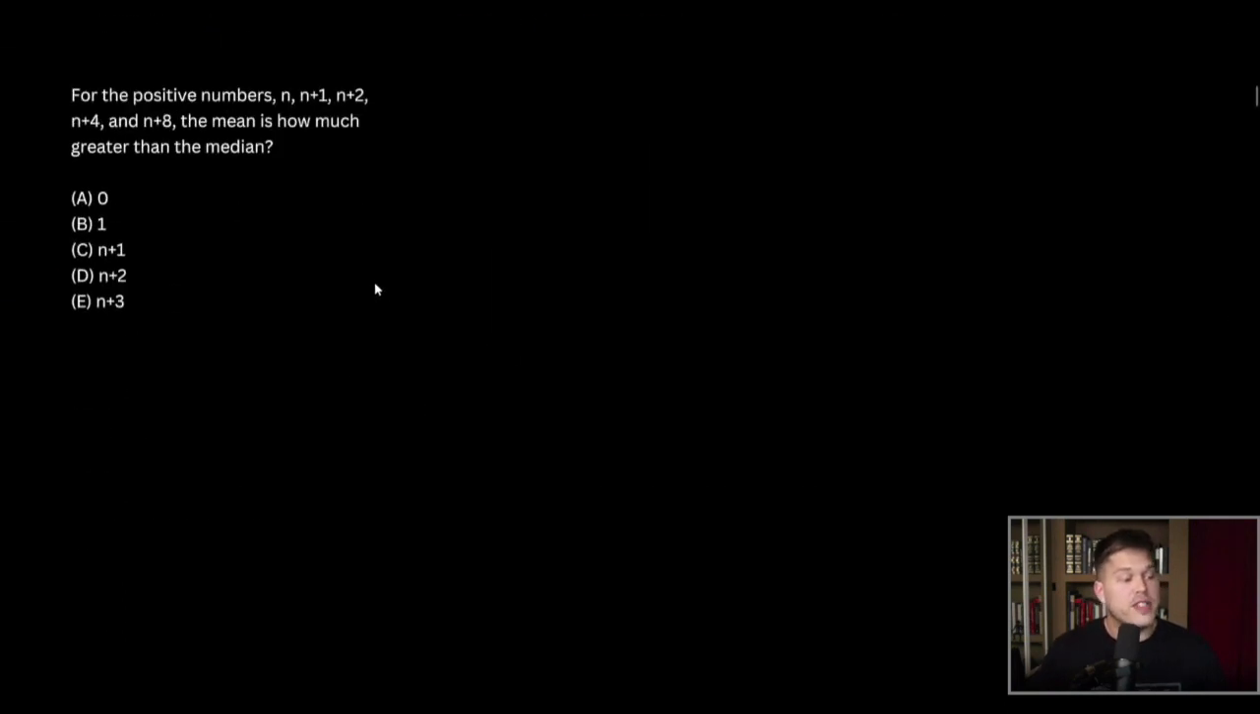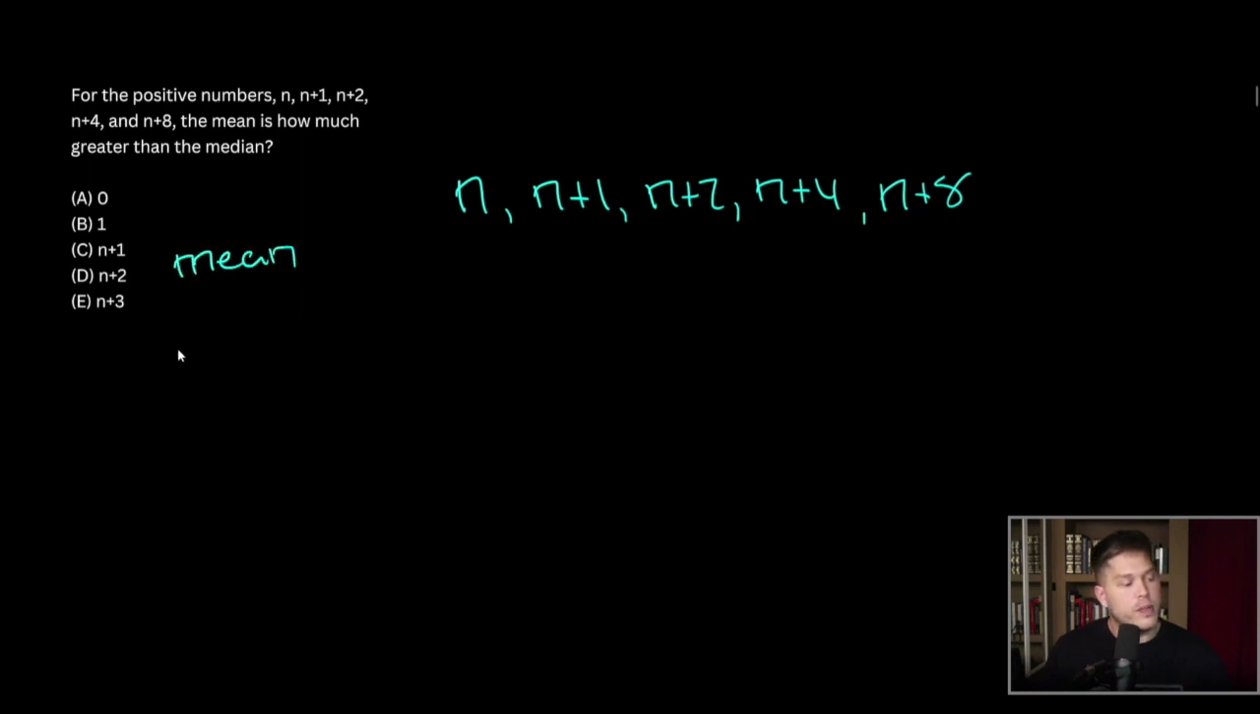For the positive numbers n plus 1, n plus 2, n plus 4, and n plus 8, the mean is how much greater than the median. So let's write out these numbers. We have n plus 1, n plus 2, n plus 4, and n plus 8. And we want to compare the mean to the median. So what is the median? That's going to be easier to find. The median's the middle number. So the middle number is clearly n plus 2. So our median is n plus 2.